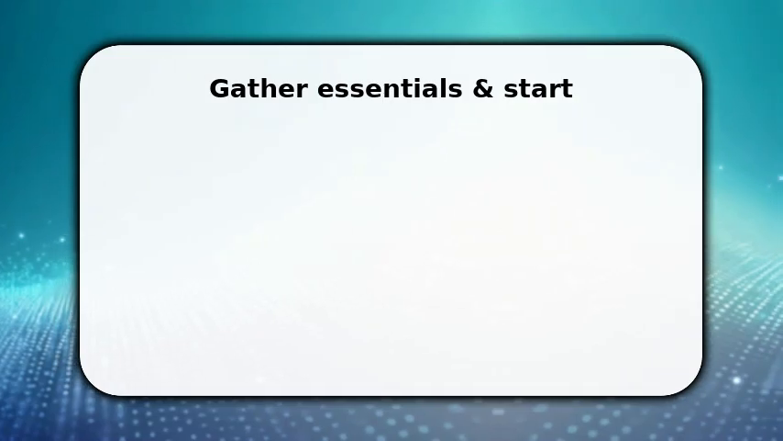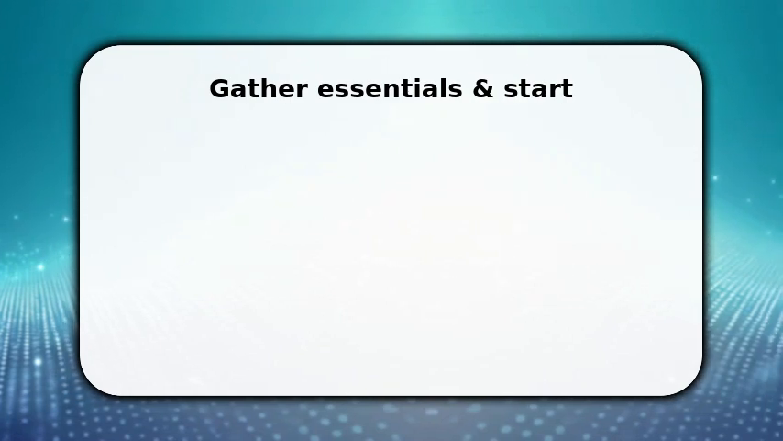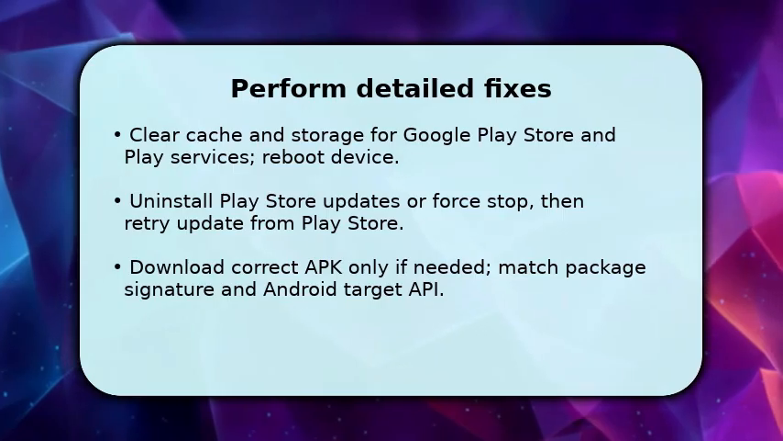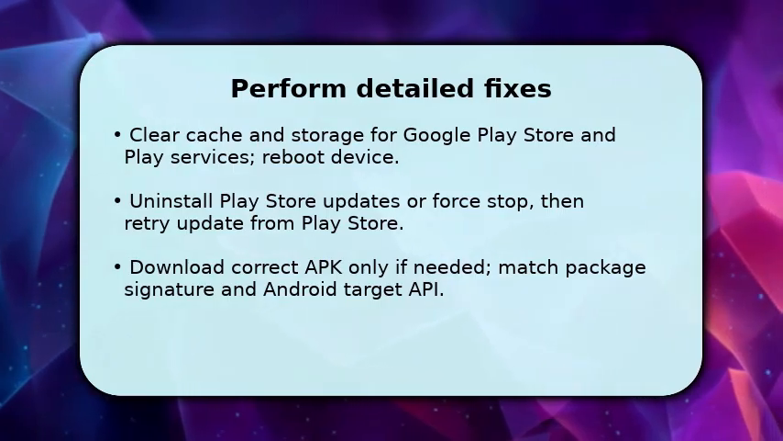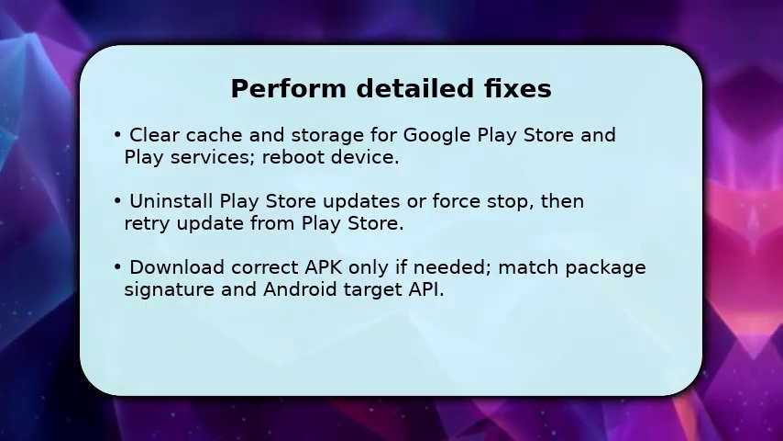Once done, clear cache for Play Store and Play Services to remove temporary glitches before applying the main fixes. Now execute the core repairs. Clear cache and storage for both Google Play Store and Google Play Services, then reboot. This resolves many corruption issues.